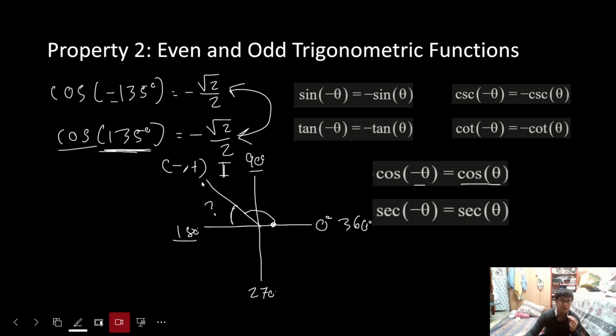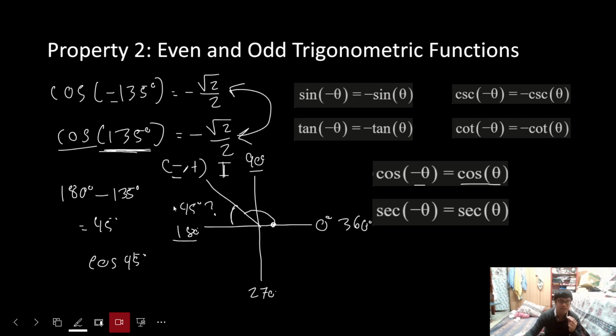So first and foremost, you can get its reference angle, basically the angle here. If you're in the second quadrant and you want to find the reference angle, you will subtract the given angle from 180 degrees. So we have 180 degrees minus 135 degrees. So you will have 45 degrees. So what is cosine of 45 degrees? But remember, we are in the second quadrant. So meaning x is negative.